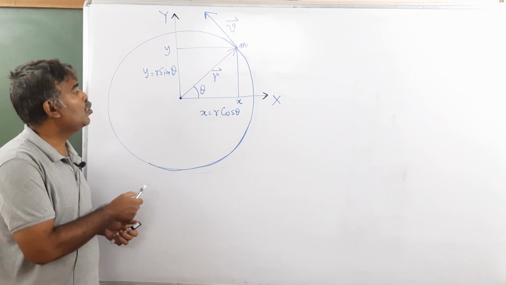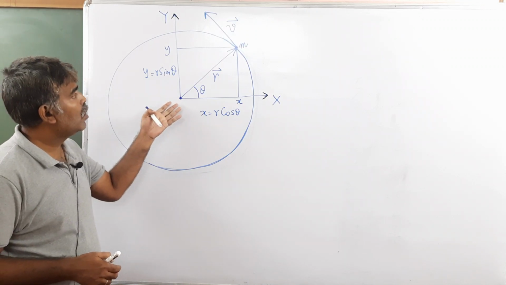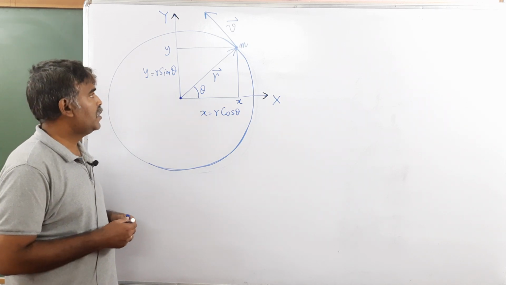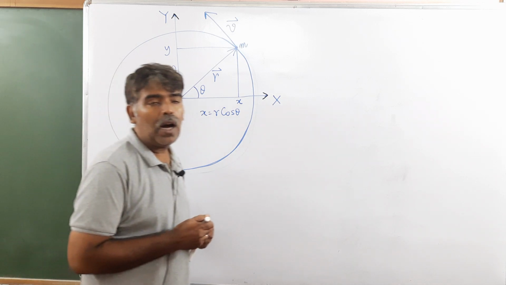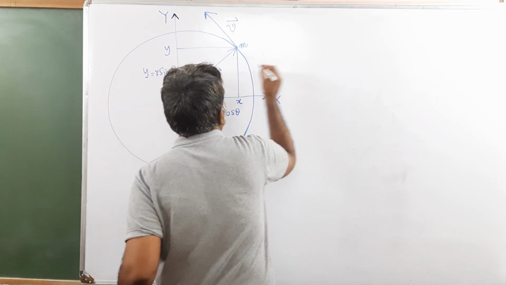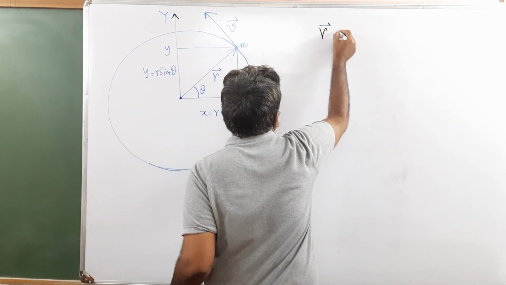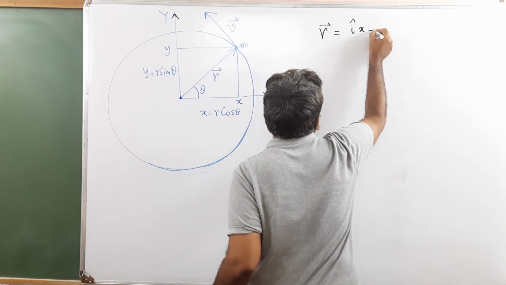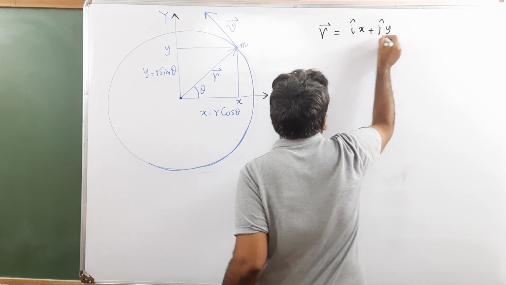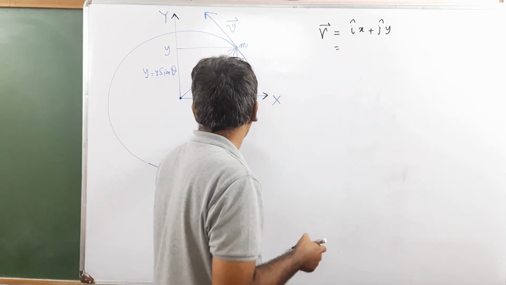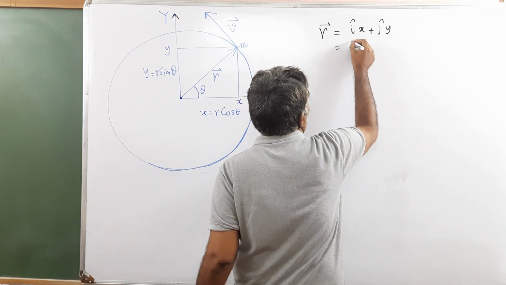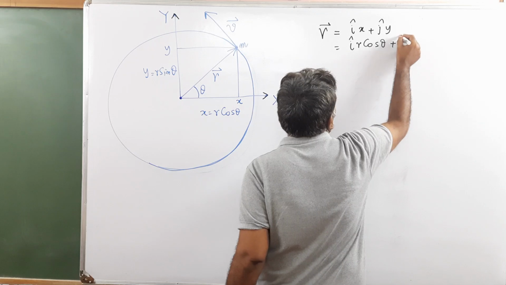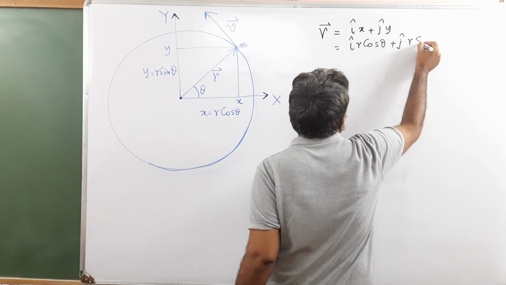See, what we shall show here is the cause of rotational motion. Cause of rotational motion is the centripetal force. Let's see how we get it. See, this r vector can be represented as i cap x plus j cap y. Now, if you plug in the values of x and y, that's i cap r cos theta plus j cap r sin theta.